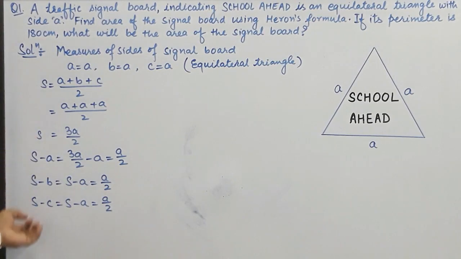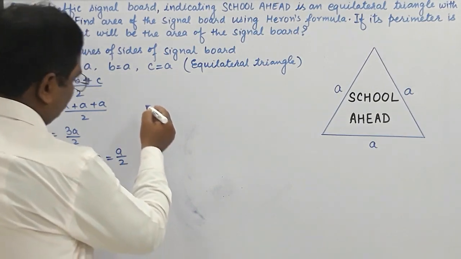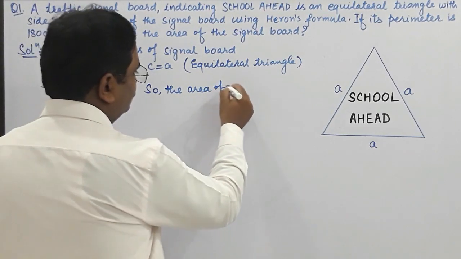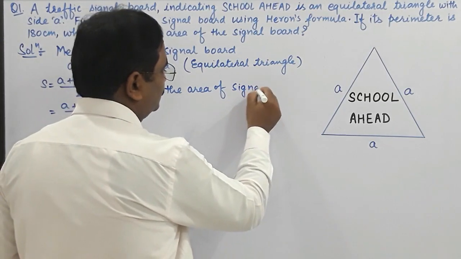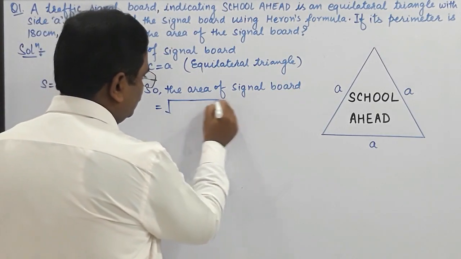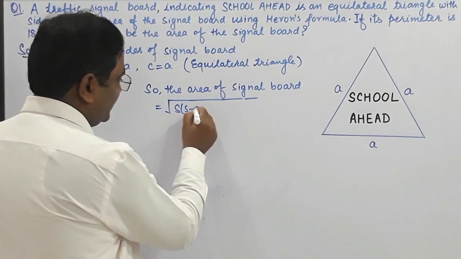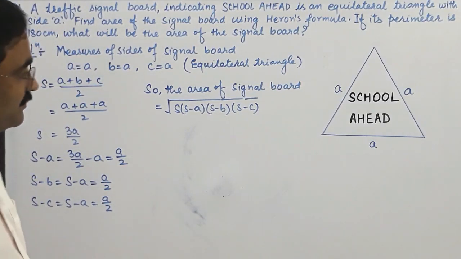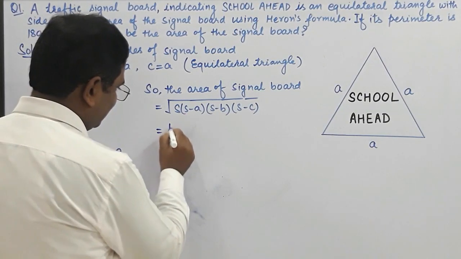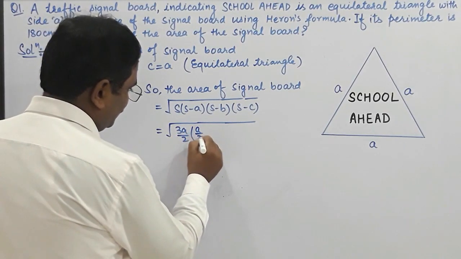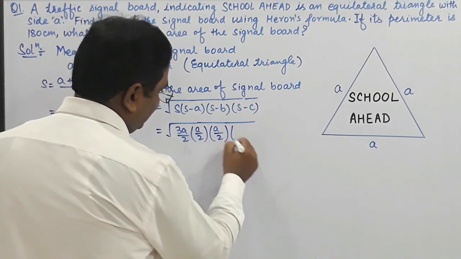So let us find the area of this signal board. The area of the signal board, by using Heron's formula, is equal to under root S into (S minus A) into (S minus B) into (S minus C). Okay children, now substitute these values. S is 3a upon 2, into S minus a is a upon 2, S minus b is a upon 2 and S minus c is a upon 2.